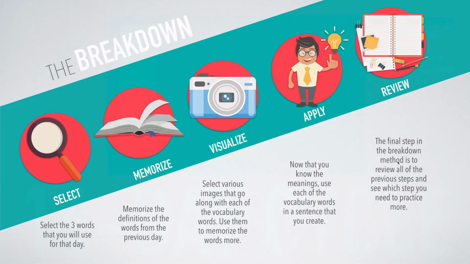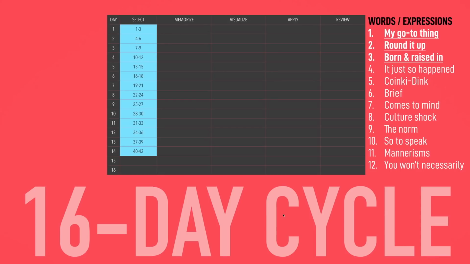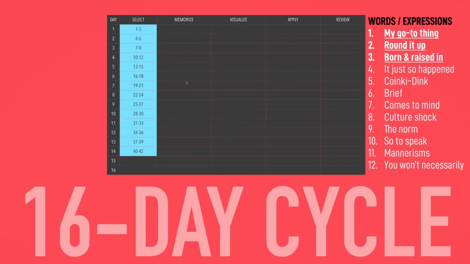Now we have our 5 steps, but this is a 16-day cycle. Now you'll see on the right, I've listed the words and expressions. I've listed 12 words, right? Now again, these words come from the PDF. Again, you can get it for free. Click the link in the description. But look at the breakdown right here. You'll see that we have the days, the first column. Then we have the second column is select, third column memorize, fourth column visualize, fifth column apply, and sixth column is review. So each day you're going to be going through certain words.